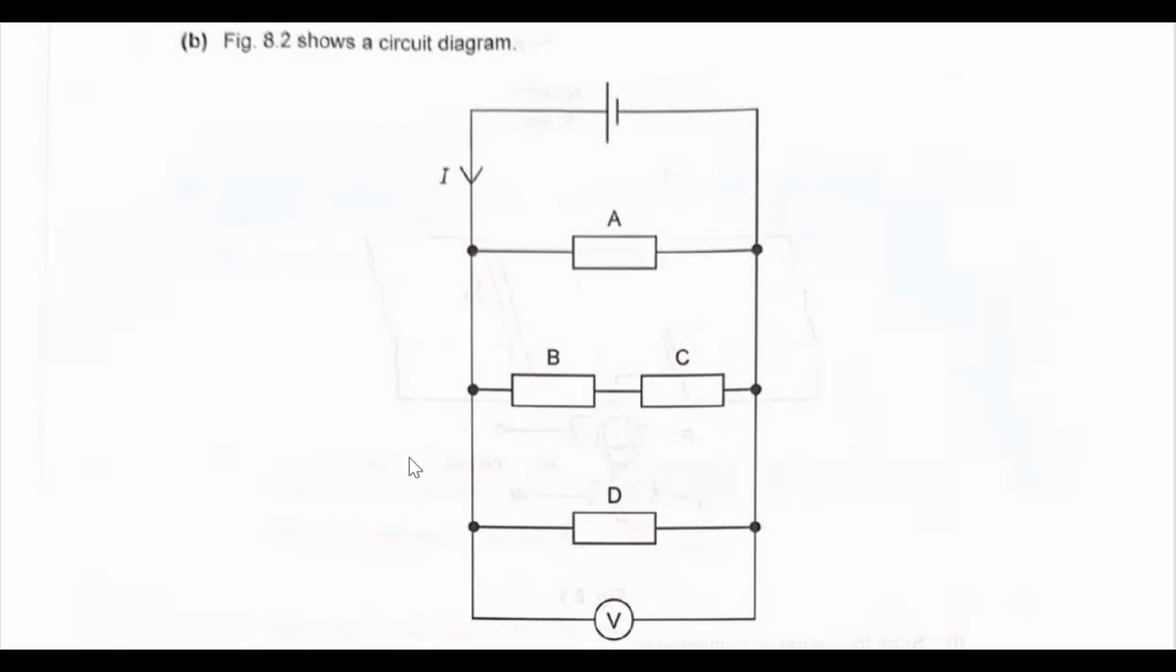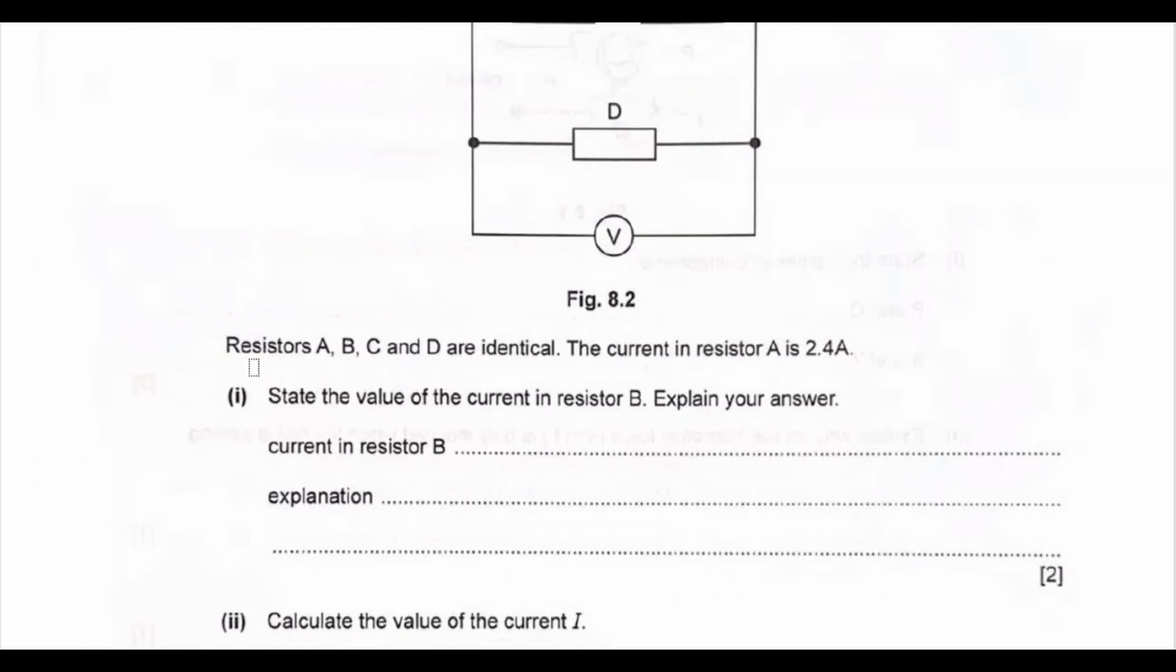In the B part, we have the circuit diagram. Resistors A, B, C, D are identical. The current in resistor A is 2.4 amps. State the value of current in resistor B and explain your answer.